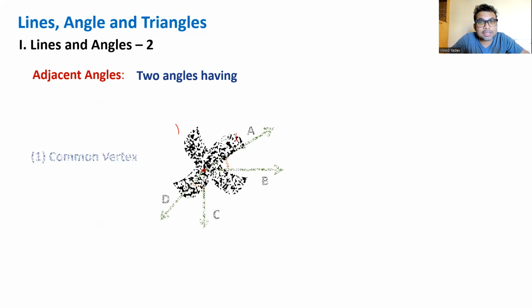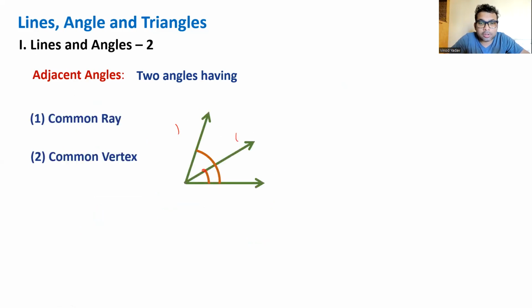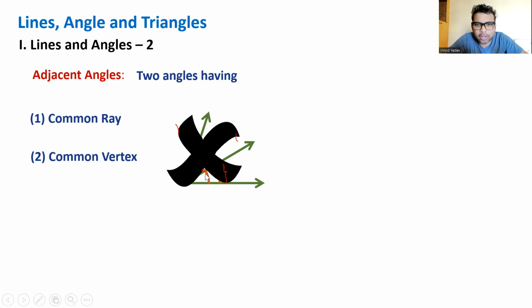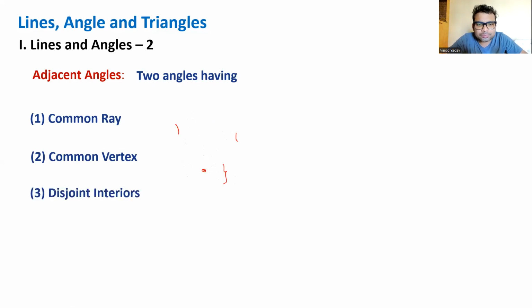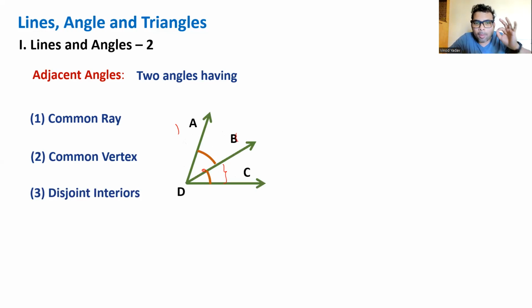Then we might feel let's combine both common ray and common vertex. Still one more point should be there. See, these two angles are sharing some part. This is common between both the angles. This should not happen. So finally, we come to this conclusion: disjoint interiors. So the two angles having these 3 features, common ray, common vertex, and disjoint interiors, are adjacent angles. So here angle ADB and angle BDC are adjacent angles.